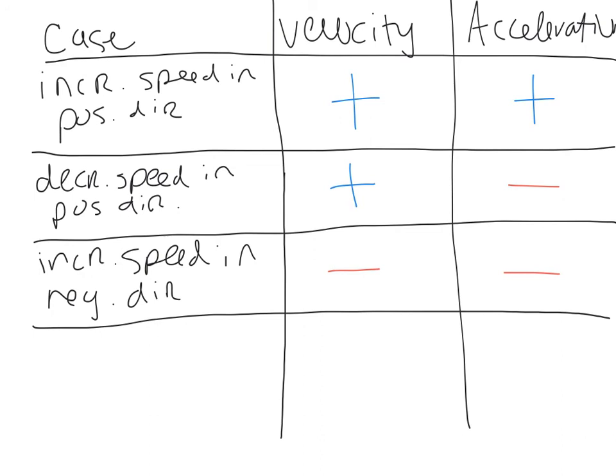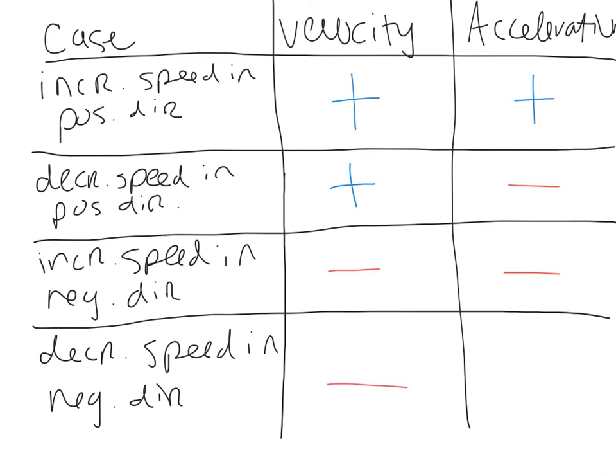And the fourth case is decreasing speed in the negative direction. Again, this is going to be a little counterintuitive. You're moving in the negative direction, therefore your velocity is negative. However, you're getting less and less negative, which means acceleration is taking away from that negative amount. The only way to get less negative is to have a positive.